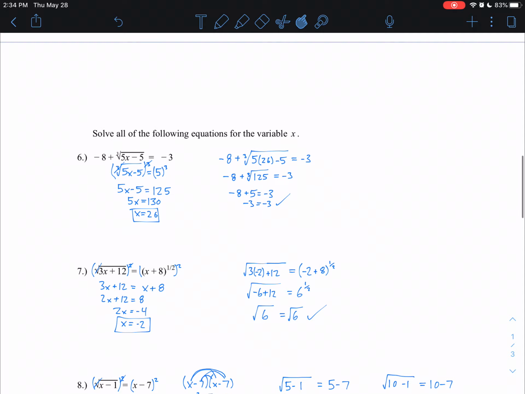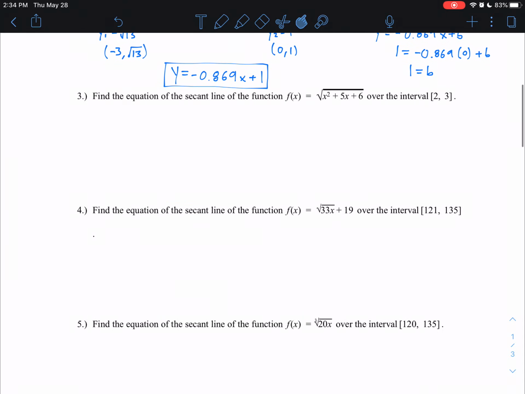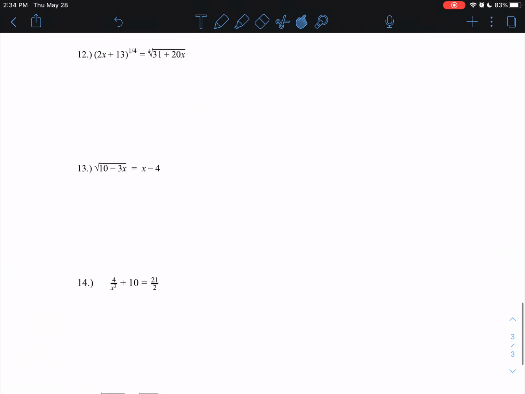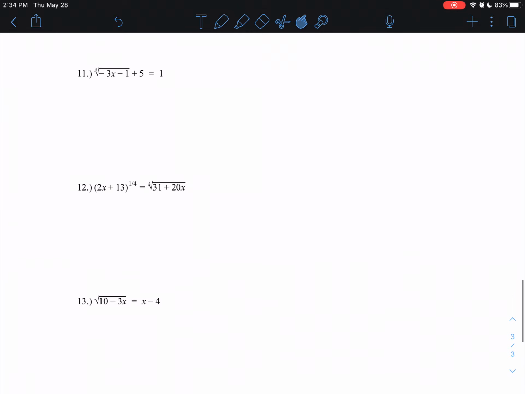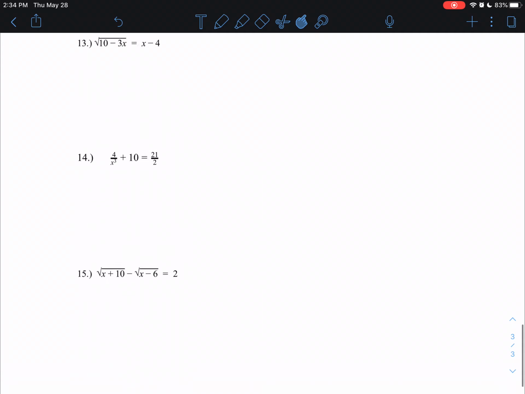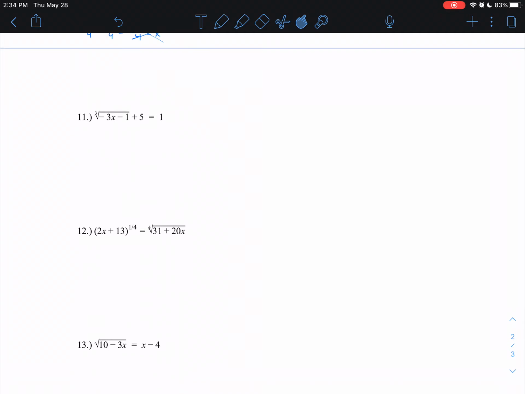So I want you guys to complete these 3 here on the first page, and then these 5 on the third page. And that will be all. Is that right? Yeah. And remember, when you cube a negative number, it stays a negative number. That's a tip for number 11 there.